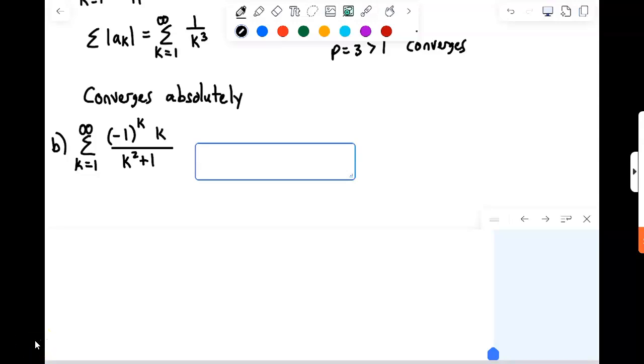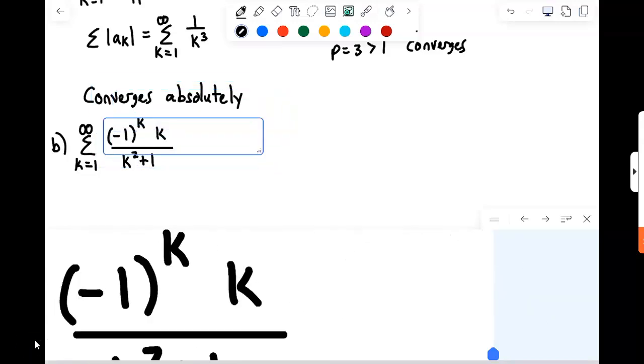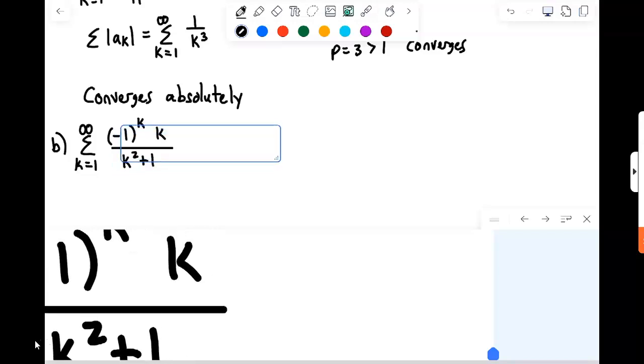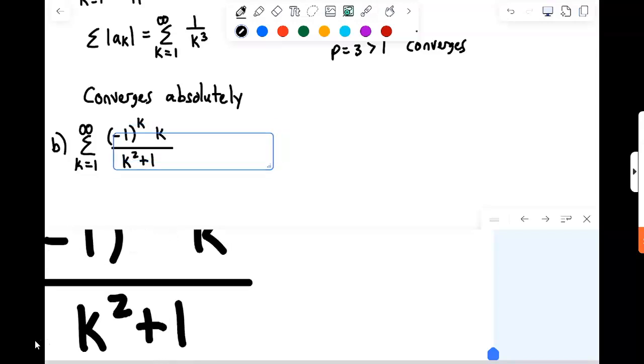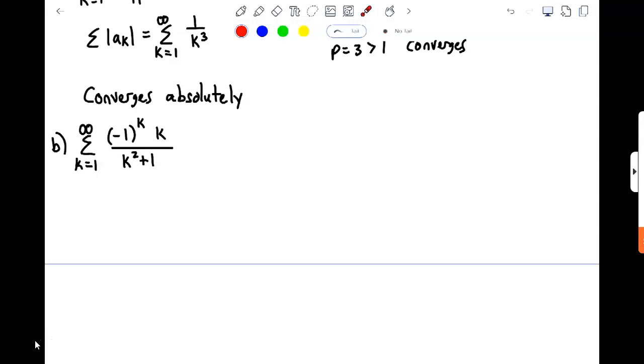Okay, so let's look at this series here. Minus 1 to the k, of k over k squared plus 1. Okay, I do know if I look at this underlying sequence as k goes to infinity, that is going to go to 0. So it certainly looks like at least the alternating series is probably going to converge.